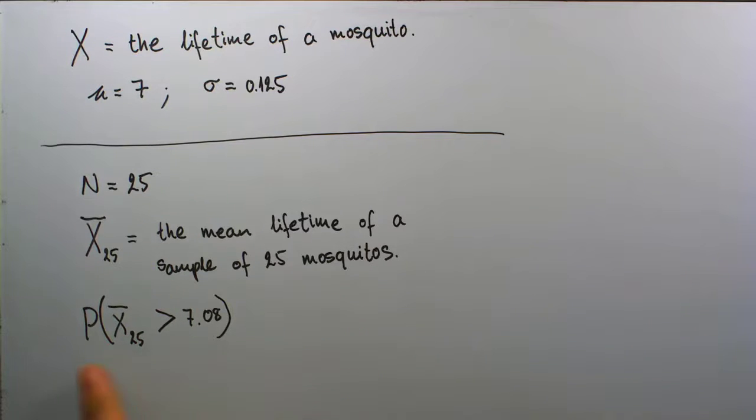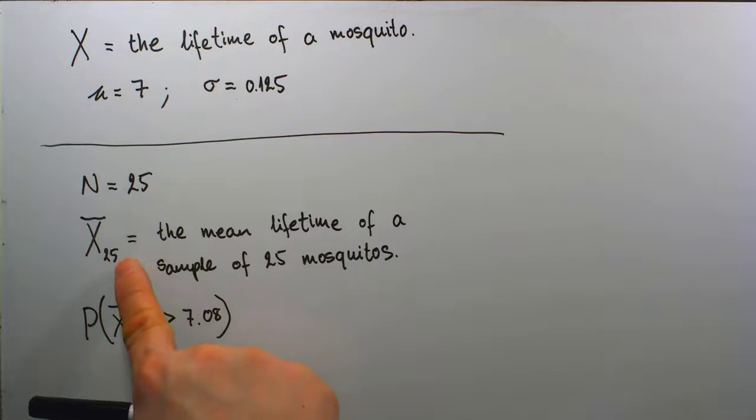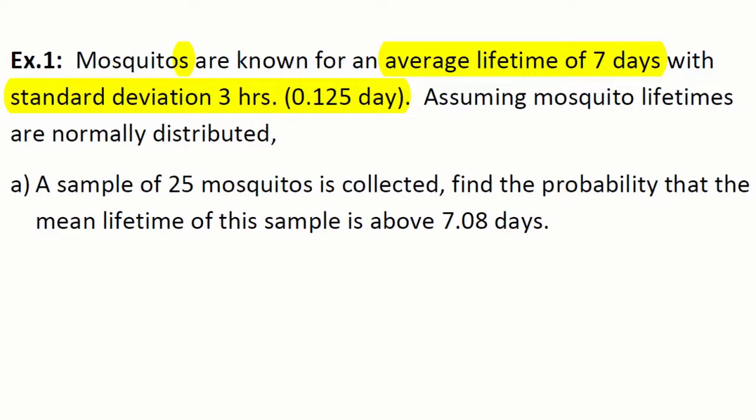So I just now briefly explained the reason why we have this kind of problem as a probability, simply because there are infinitely many values of sample means out there, and each one of those samples is out of 25 mosquitoes. And that's how the question is being worded here. Find the probability that the mean lifetime of this sample, of any sample that we picked, is above 7.08 days.